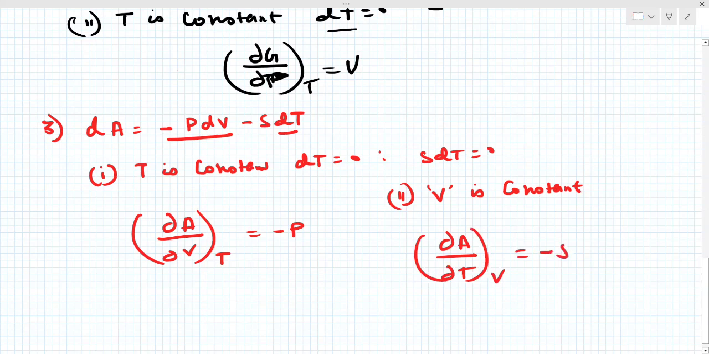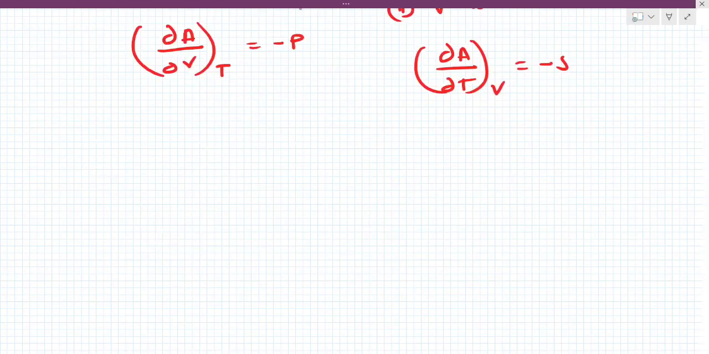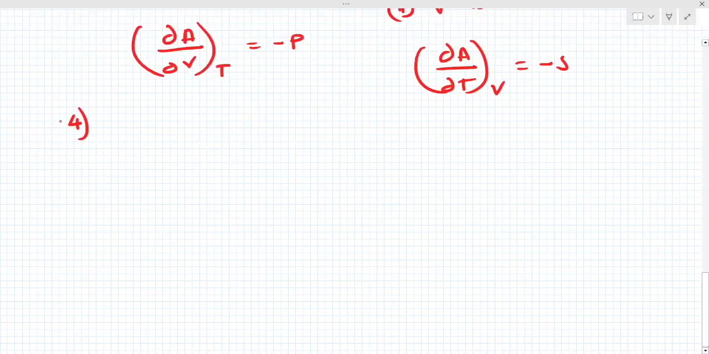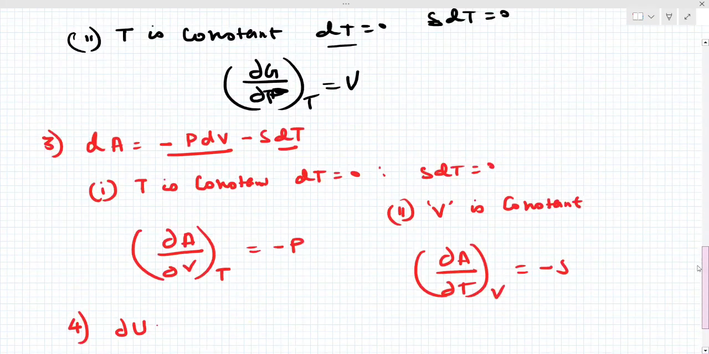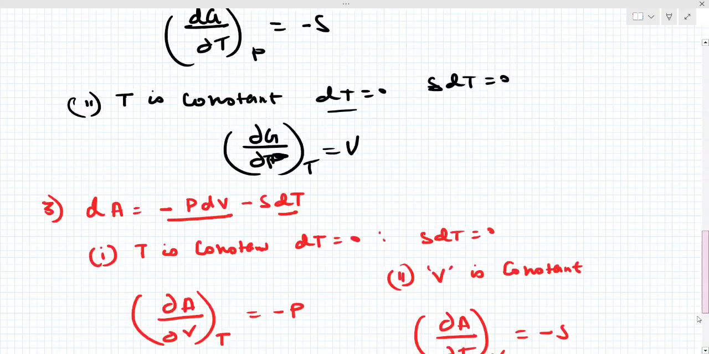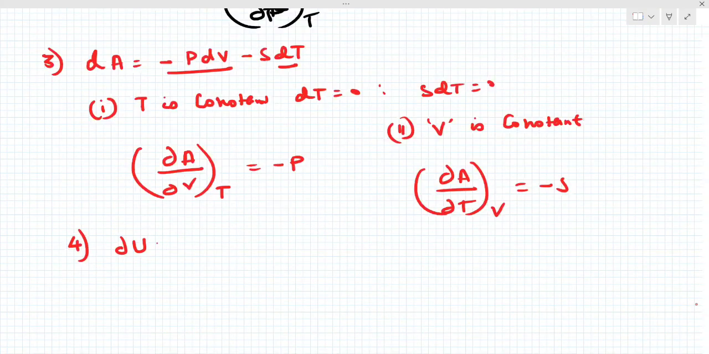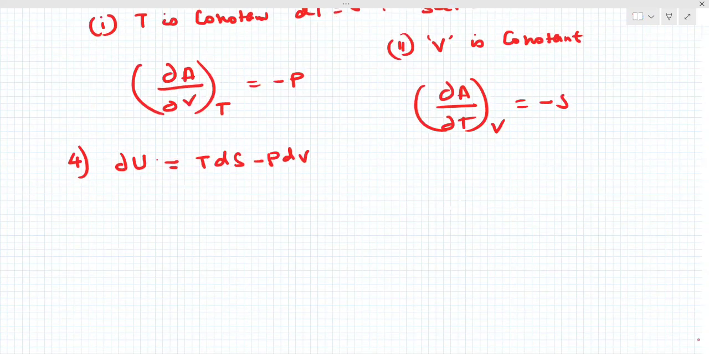Now equation 4. That is dU = TdS - PdV, right? Now write the equations, simple. What is the first condition? I'm giving it as homework, you can try to write this equation. First, put dS equal to 0, and second, put dV equal to 0, and write these two cases for dU.